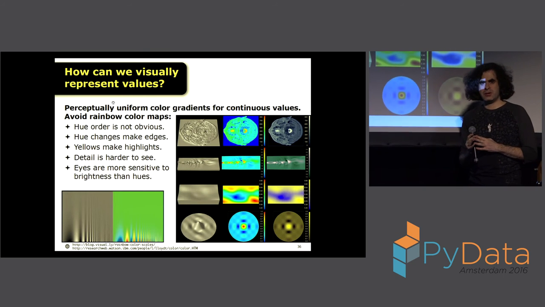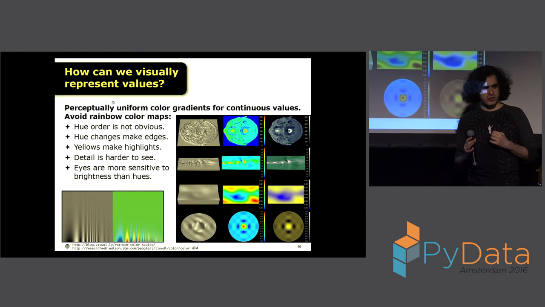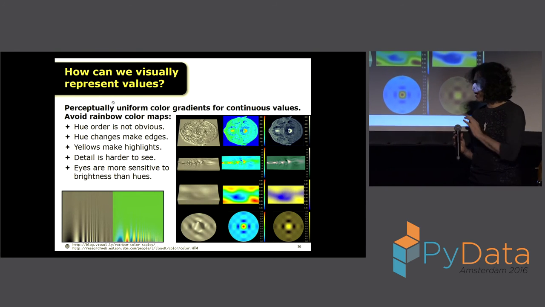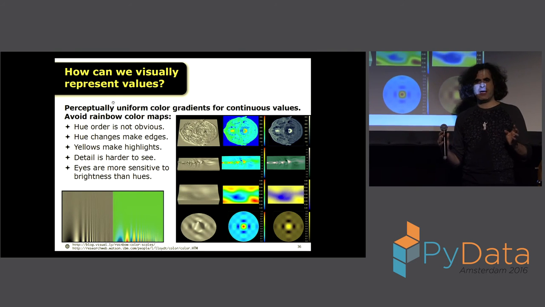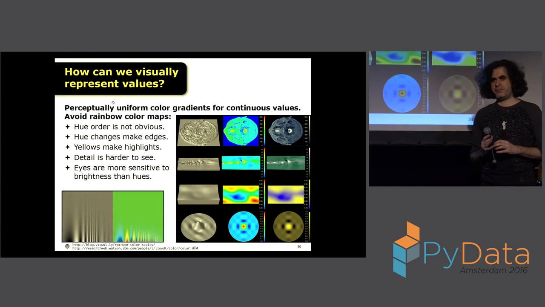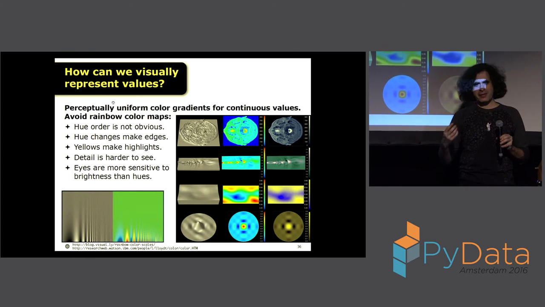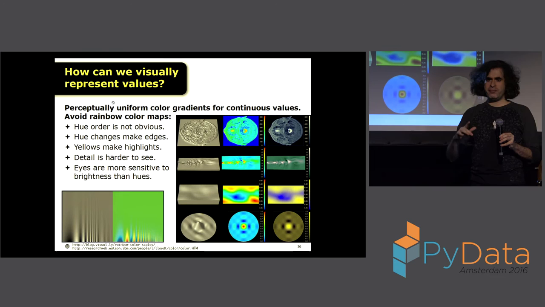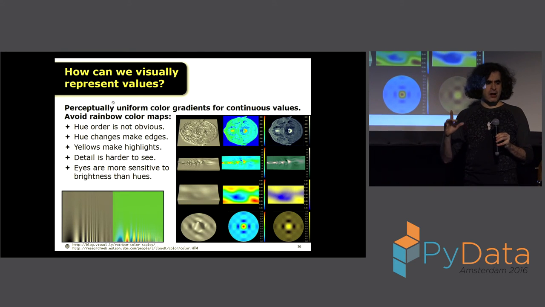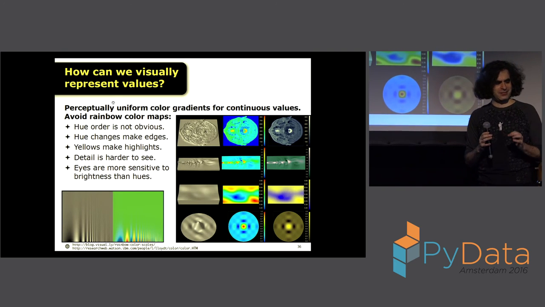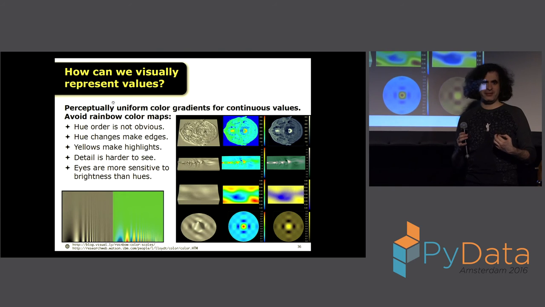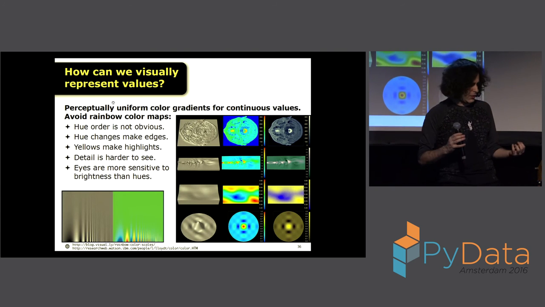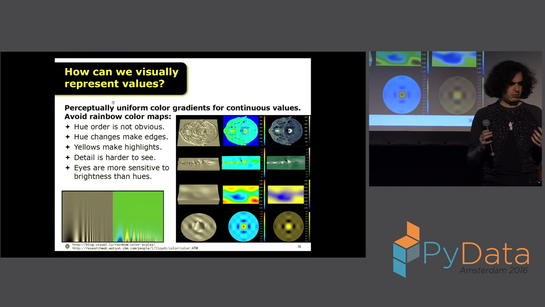So, of course, there are many different primitives we can use. I want to mention more closely two of them, which are color and transparency. One common error that I see quite a bit is that people like using these rainbow color maps where you go through all the hues. And actually, we know from studies in human perception that uniform color gradients with a difference in brightness are much better for representing continuous values. When we're working with color, we have to appreciate that the order of color is not obvious. Does red come before green or green before red? That might not be intuitively obvious.